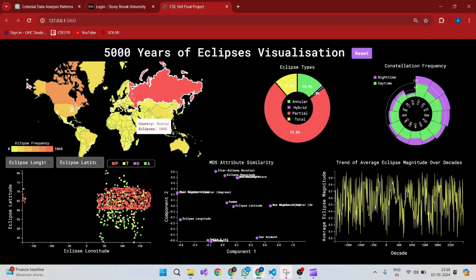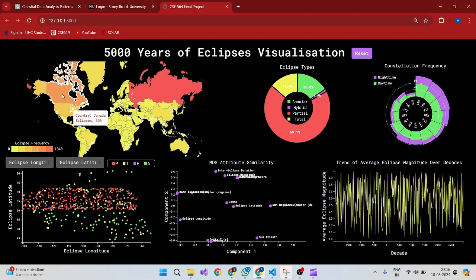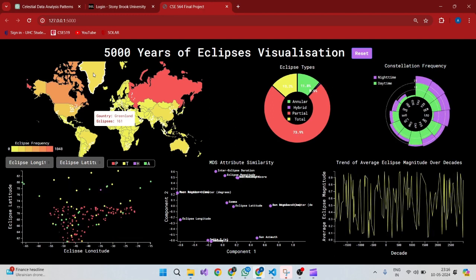Now, if I click on Russia, I can filter the eclipse patterns in all the other graphs for Russia. When I look at the donut plot here, I can see that the highest number of eclipses are partial eclipses, that is shown by red. Similarly, if I select Canada, I can see similar trends. The 69.1% of eclipses are partial. Similarly, Greenland, which is also in the northern hemisphere, has 73.9% of partial eclipse.